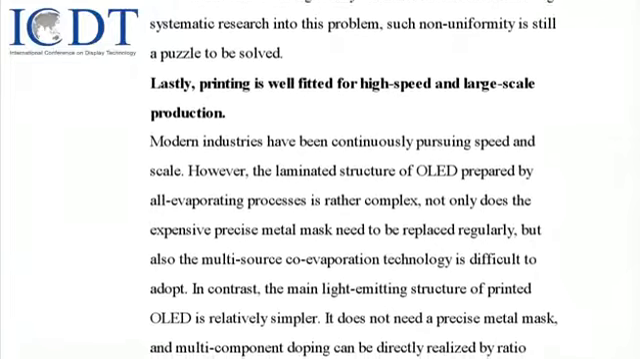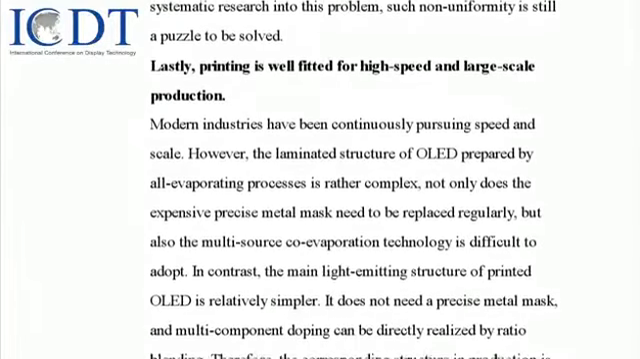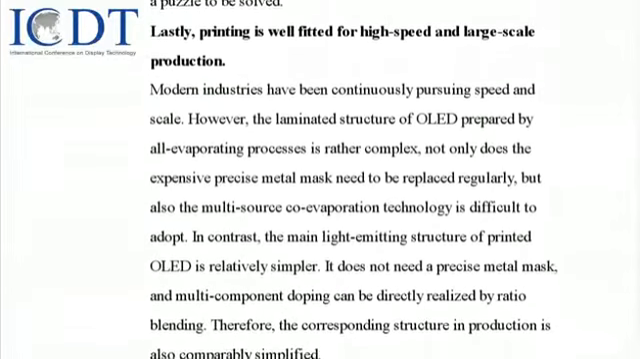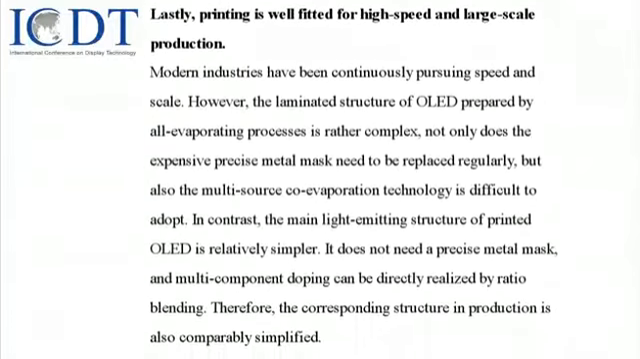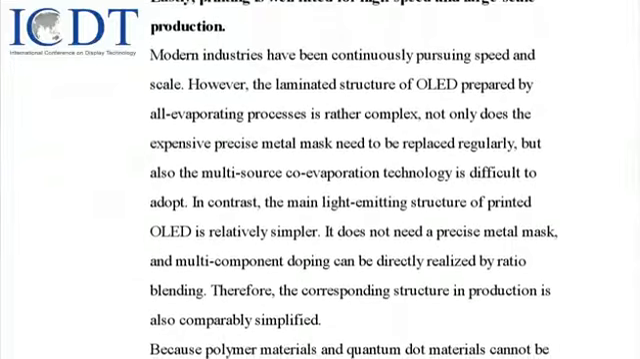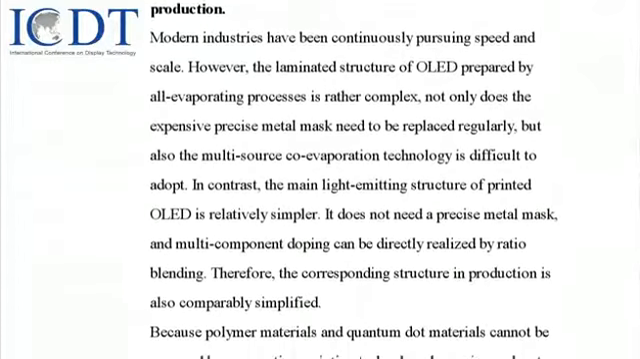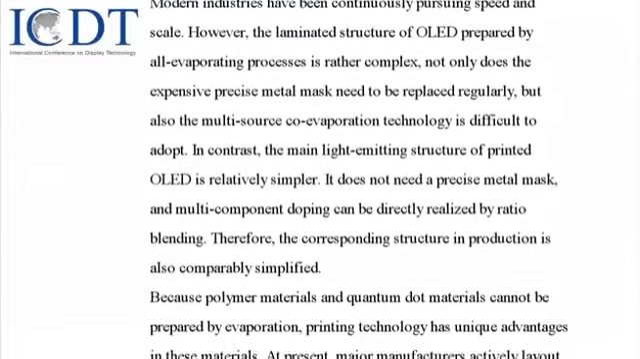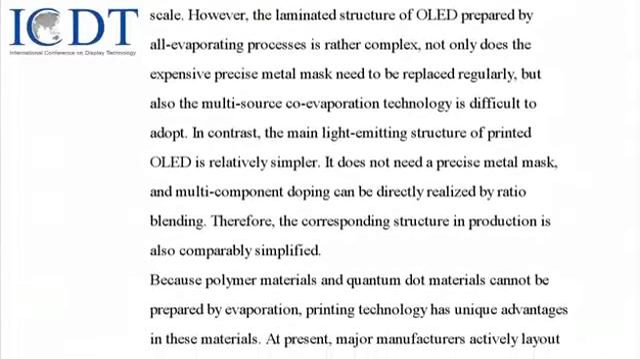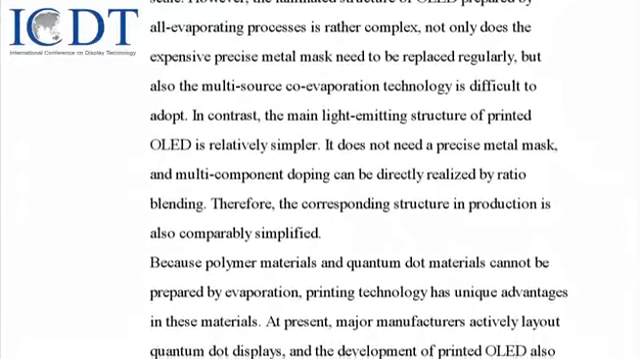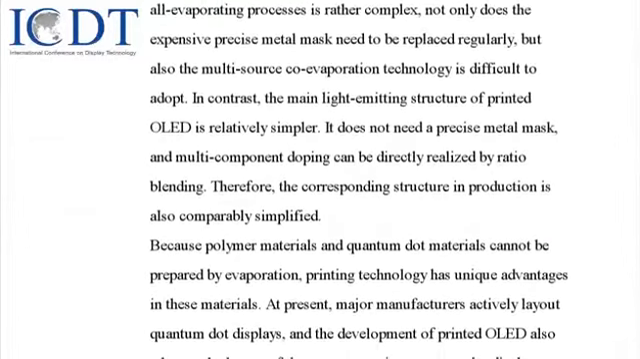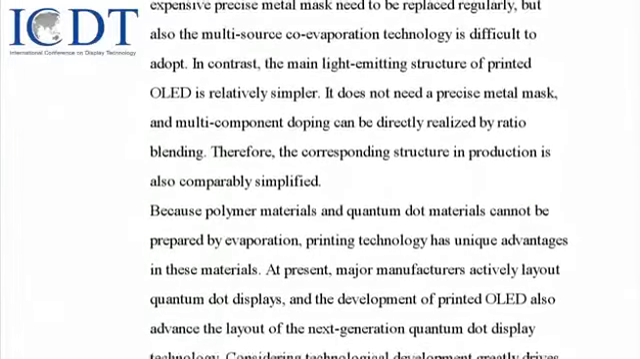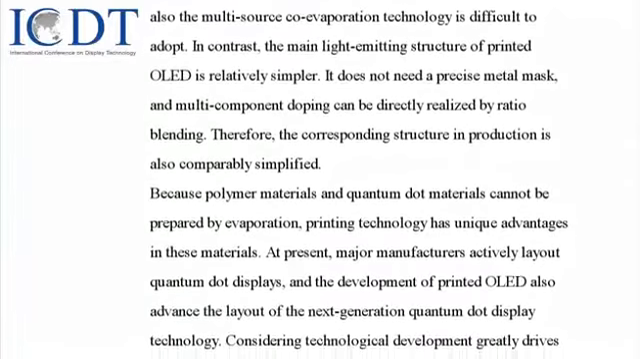It does not need a precise metal mask, and multi-component doping can be directly realized by racial blending. Therefore, the corresponding structure in production is also comparably simplified. Because polymer materials and quantum dot materials cannot be prepared by evaporation, printing technology has unique advantages in these materials. At present, major manufacturers actively lay out quantum dot displays, and the development of printed OLED also advanced the layout of the next generation quantum dot display technology.